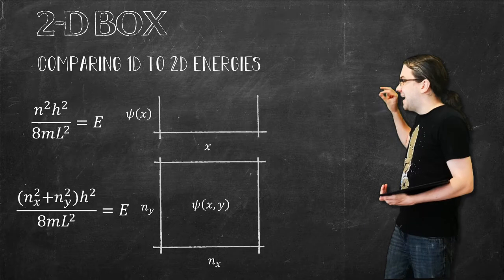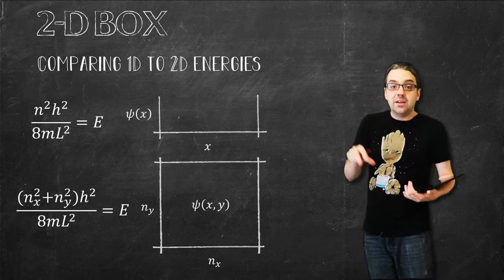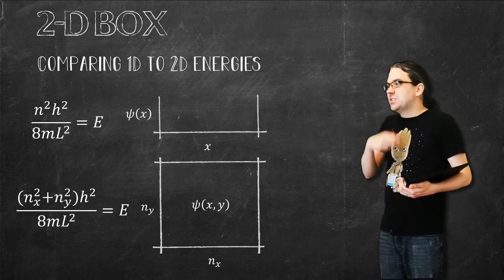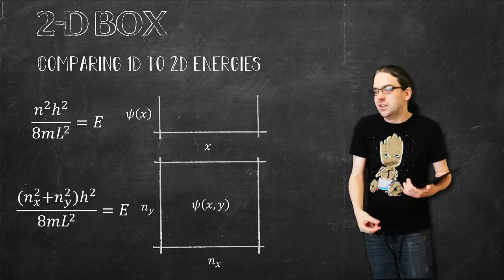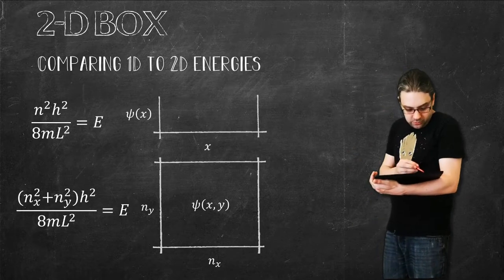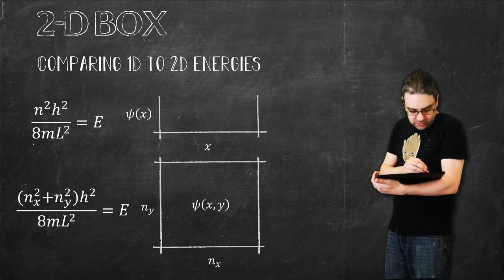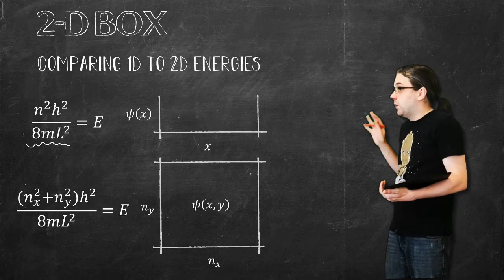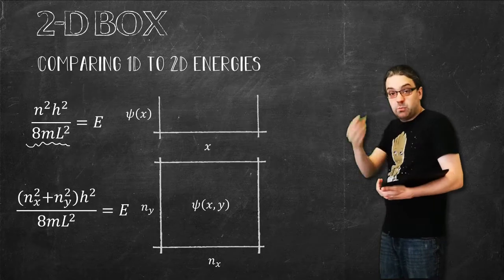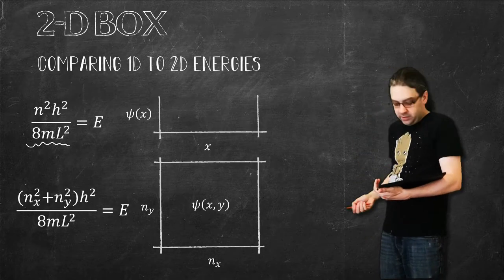So let's compare the energies. I'm not going to derive the energy for that. That's in a separate video because it just takes a while. It's not infinitely more complicated. It's just a bit more involved. In one dimension, the energy is governed by that equation there, n squared h squared over 8mL squared, where m is the mass of the particle and L is the length of the box.